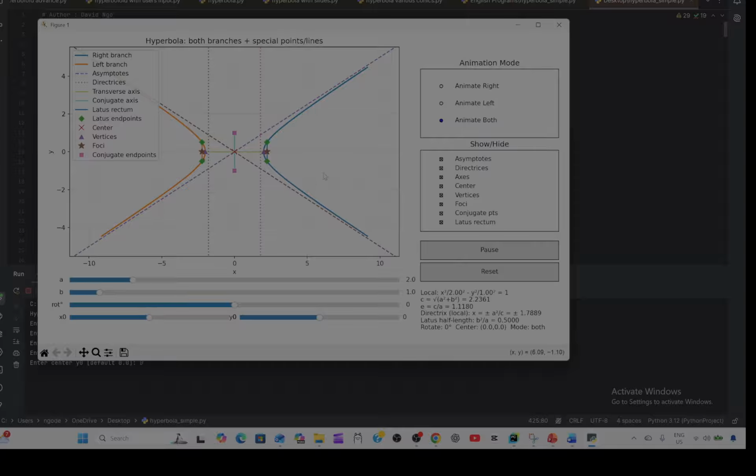So in this program, we can pause it. You can click pause and everything stops moving, or you can reset it, and they start again. And in here, you can change the parameters.